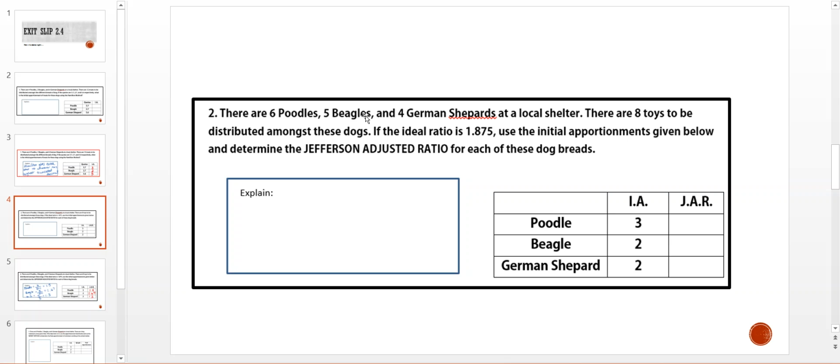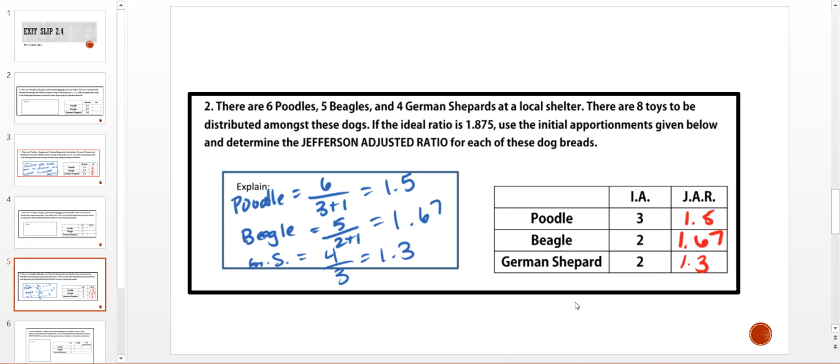He would do the class size for beagles, 5, and divide by 1 more, which would be 3, and the 4 German shepherds divided by 1 more, which would be 3. So see how you did there? So 6 divided by 4, 5 divided by 3, and 4 divided by 3. And you get your Jefferson adjusted ratios. Now remember, he has 8 toys, and initially he only gave away 7. So he needs to give 1 more toy away, and it's going to be whoever's closest to the ideal ratio, which would be the beagle. So I would give the beagle the extra toy.